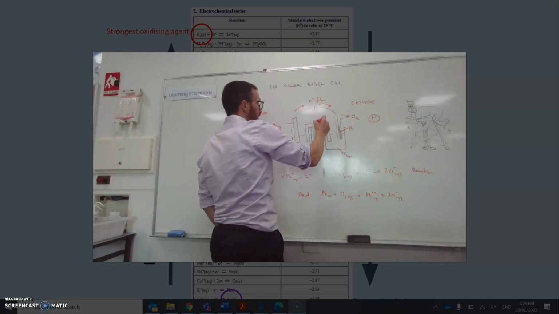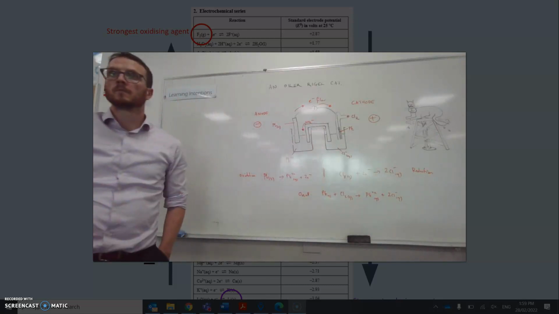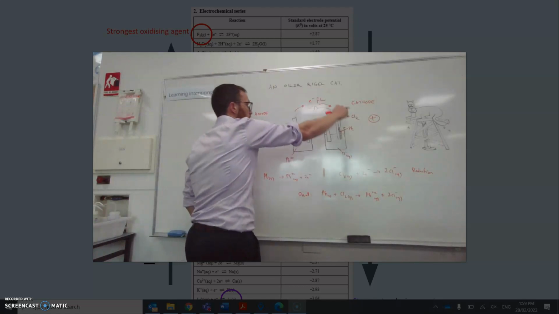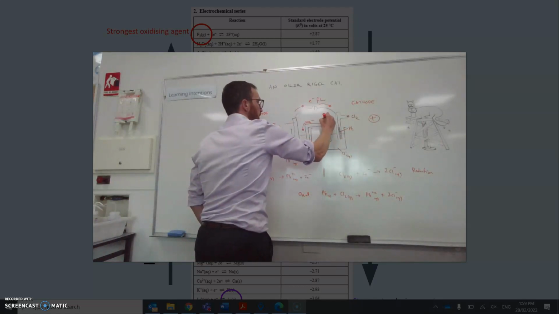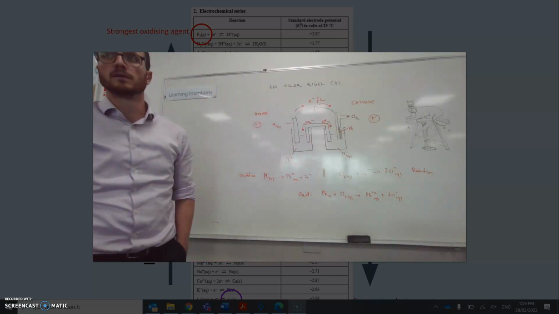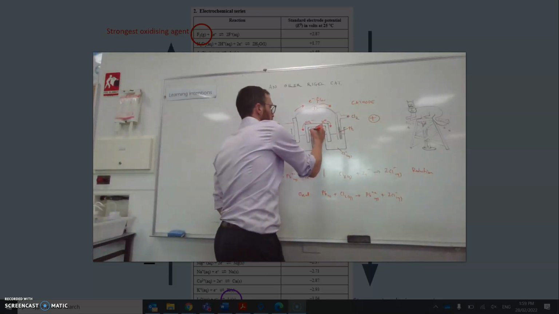I want the anion to continue in the same direction. Yeah? Flow of negative charge. Electrons via the outside, the anion continues in that same direction. Therefore, to balance that charge out, the cation moves towards the cathode. Yeah? Right. So salt bridge. And there's all my key components.